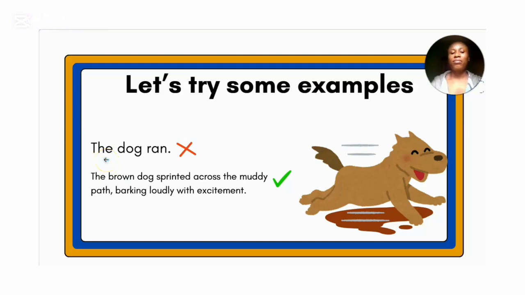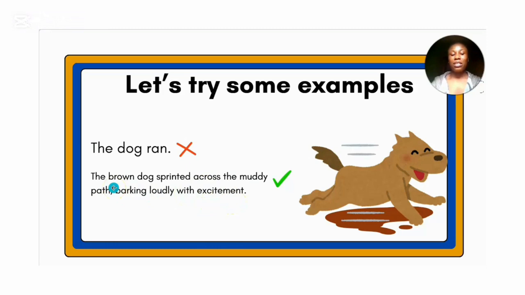Boring. It doesn't describe anything. It just said the dog ran. Anybody can say that, right? But for you to be descriptive and very detailed, in order to capture the mind of, let's assume you're writing a book, right? If you want to capture the mind of your reader, you can't say the dog ran. When you look at the second sentence, the brown dog sprinted across the muddy path, barking loudly with excitement.